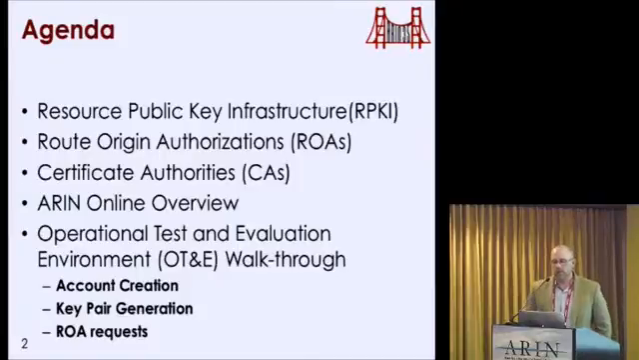Within the RPKI, there are 2 different types of objects that you might hear about. There's Route Origin Authorizations, or ROAs, and then certificate authorities. The RPKI is a standard public key infrastructure, uses X509 technology. So if you're familiar with certificate authorities and X509 certificates, a lot of that terminology carries over into the RPKI. We're going to give you an ARIN Online overview, and then we're going to actually allow you to walk through creating ROAs and creating a CA in our operational test and evaluation environment.